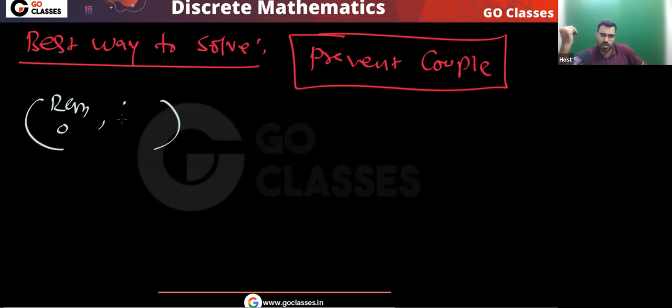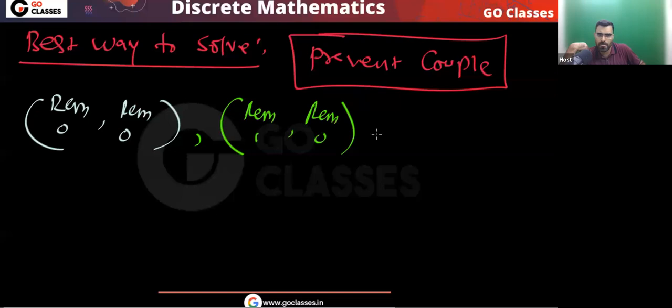Here remainder 0. Here remainder 0. What is the second number you can take? In the second number, what I can do, I can simply keep this same, but I can keep changing this. I can make remainder 1. I can make remainder 0. In the third number, I can keep this remainder 0 the same, but here I will take remainder 2.